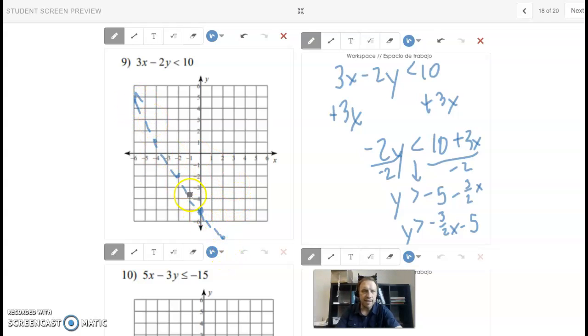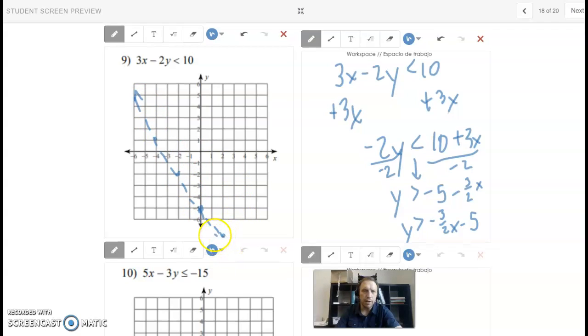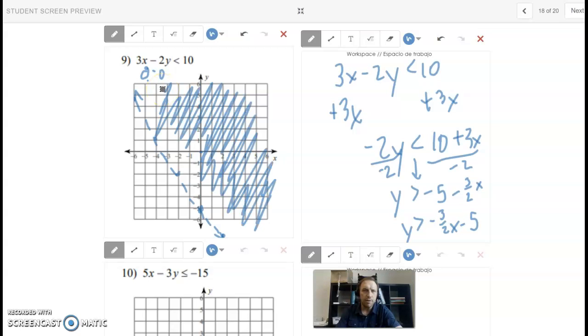Now, the last thing that helps us make sure we shade on the right side, I'm going to go to 0, 0, and I'm going to plug it into this original one. Is 0 minus 0 less than 10, right, when I plug in 0? Yeah. And so my shaded region is going to be on this right side. That helps give you just a check. We could do it over here too. 0 is greater than 0 minus 5. Yeah, that's true as well.